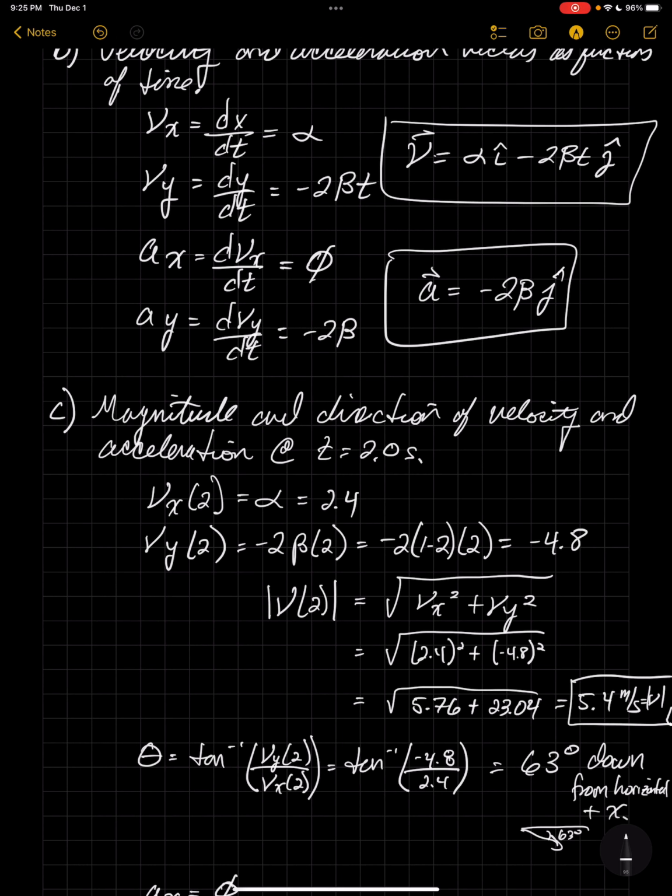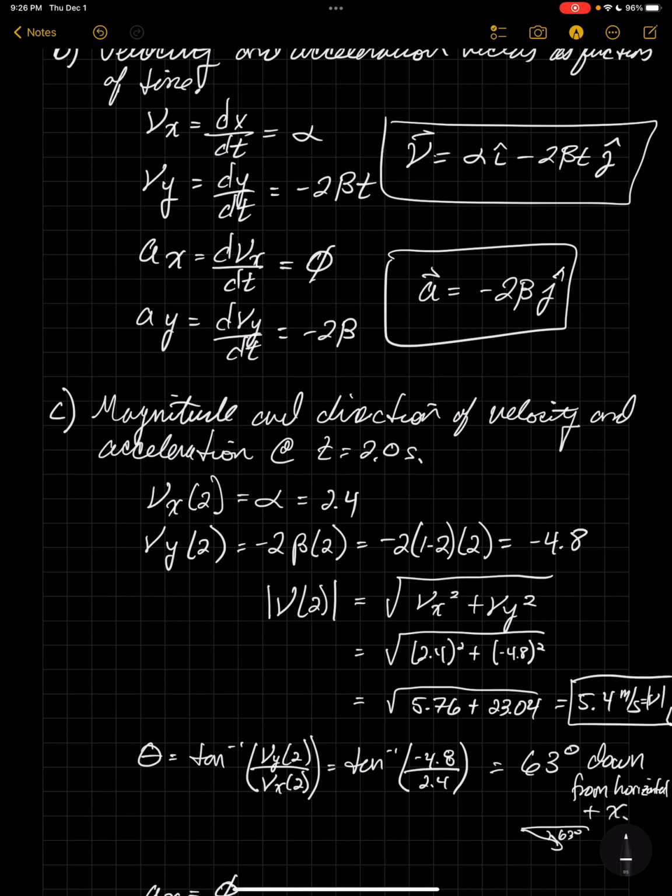So we're just calculating vx at time t equals 2. But since vx is just equal to alpha, it doesn't really matter that we're at 2 seconds. The velocity in the x direction is always the same. It's just alpha. So the velocity in the x direction is just 2.4 meters per second.